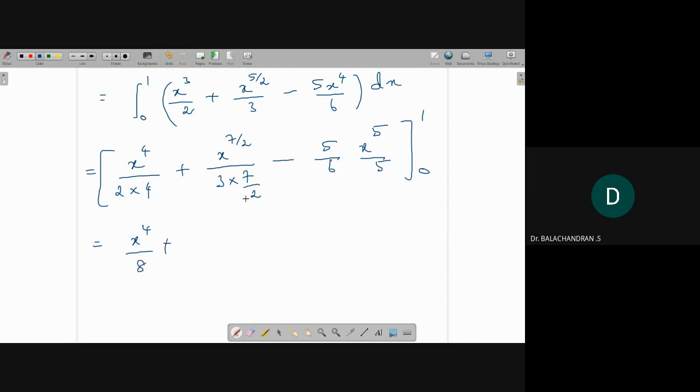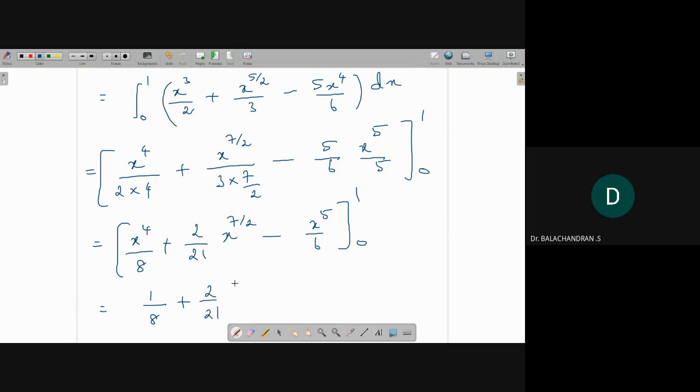This is 2 by 21, x power 7 by 2. Minus, 5 gets cancelled, x power 5 by 6. The limit is actually 0 to 1, so now the upper limit is 1. So 1 by 8 plus 2 by 21, because this is 1.